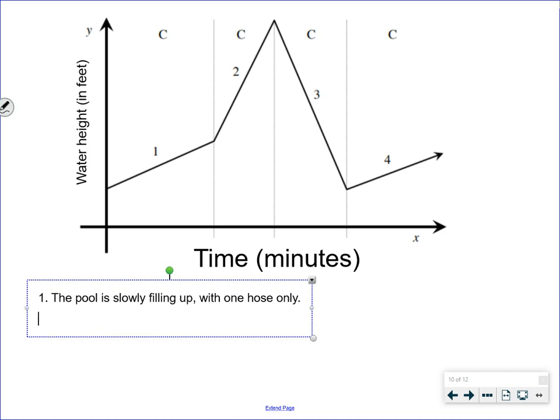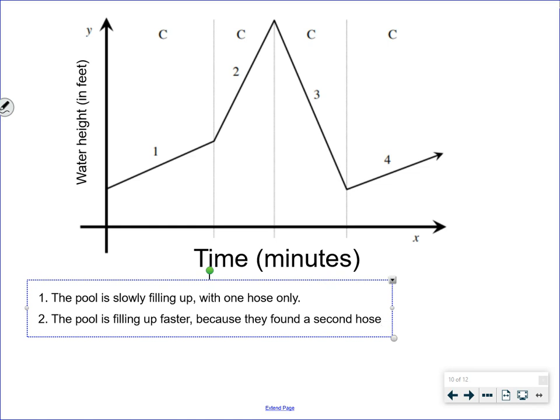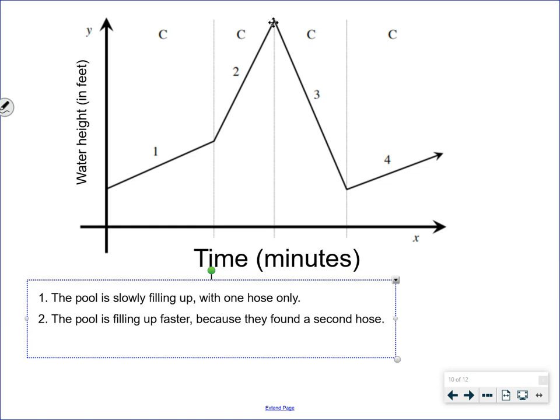In section number 2, a person got impatient. They were just so antsy. They decided the pool is filling up faster because they found a second hose. And as you notice, it's filling up almost twice as fast, right? So they put a second hose in there, and now the pool is filling up way faster. Okay. However, here's the problem.